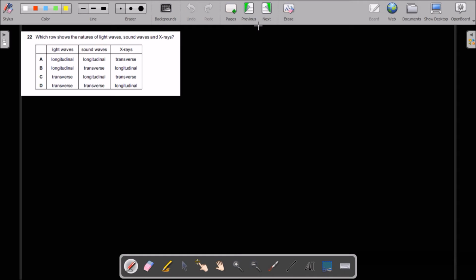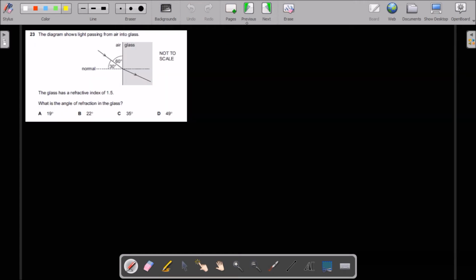Question 22, which shows the nature of light waves, sound waves, and X-rays. We know that light waves and X-rays are electromagnetic radiation. And we know that all electromagnetic radiation are transverse waves. Moreover, sound waves are longitudinal. That's why C will be right.